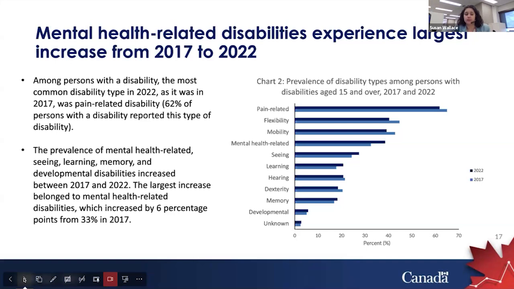of 6 percentage points. I will note that this slide has the proportion of persons, the disability rate among persons with disabilities. We do have information on the disability rate among the total population available in other products as well.